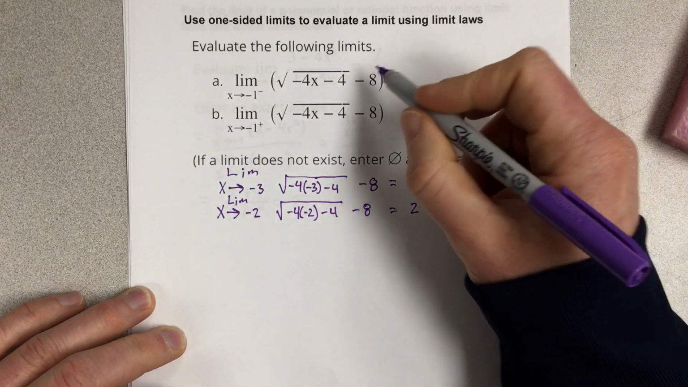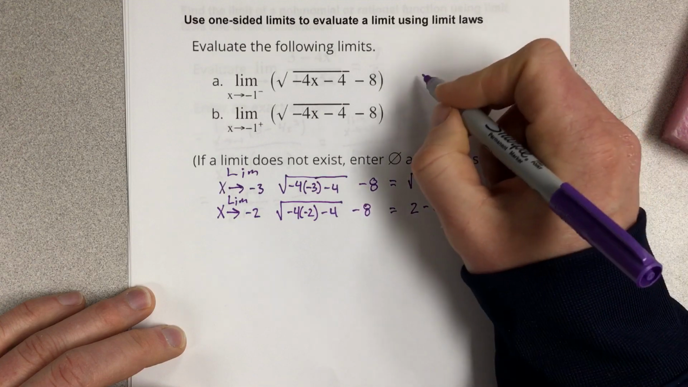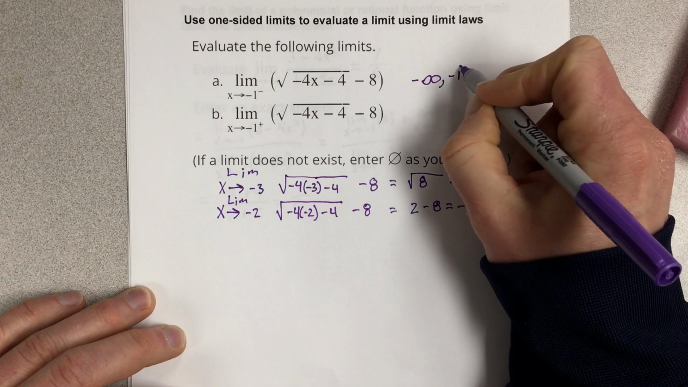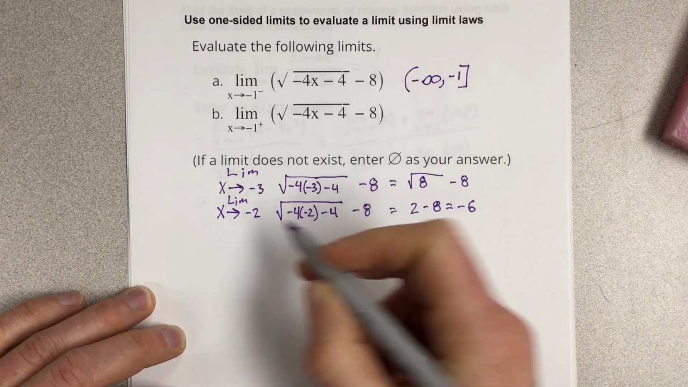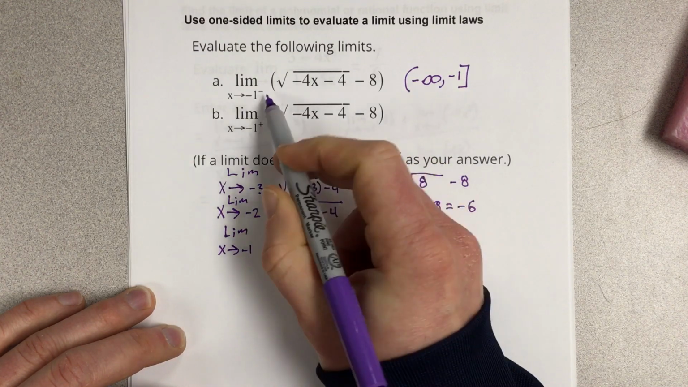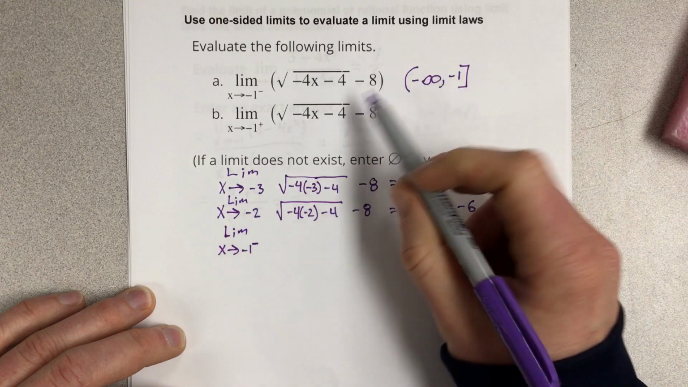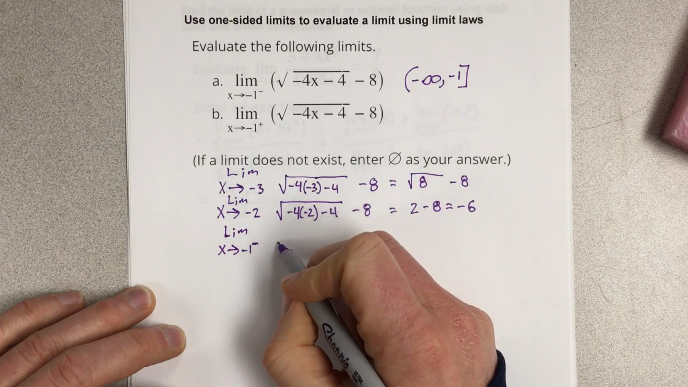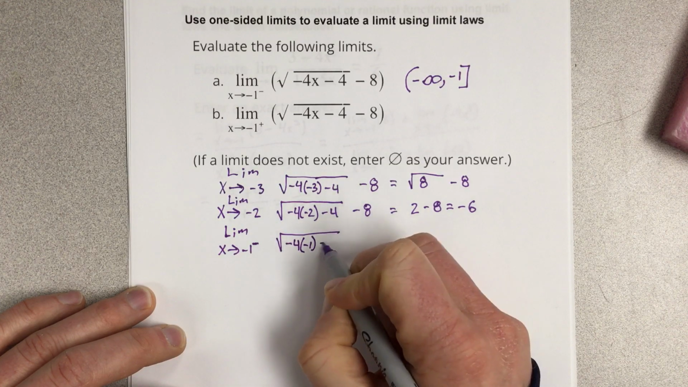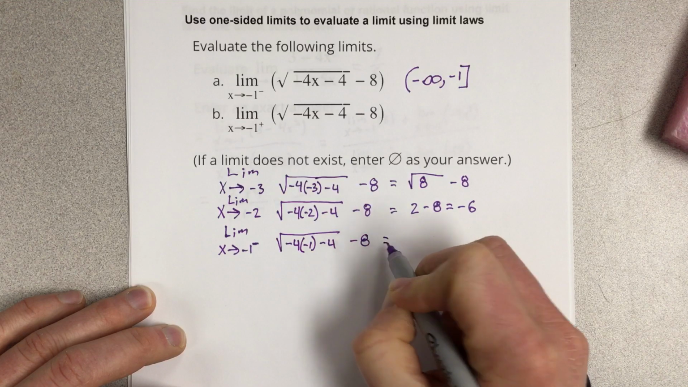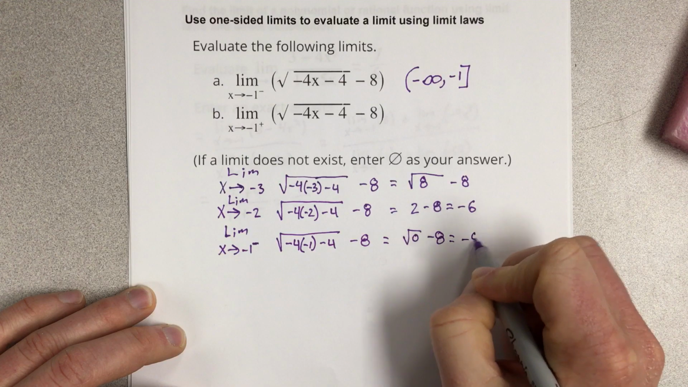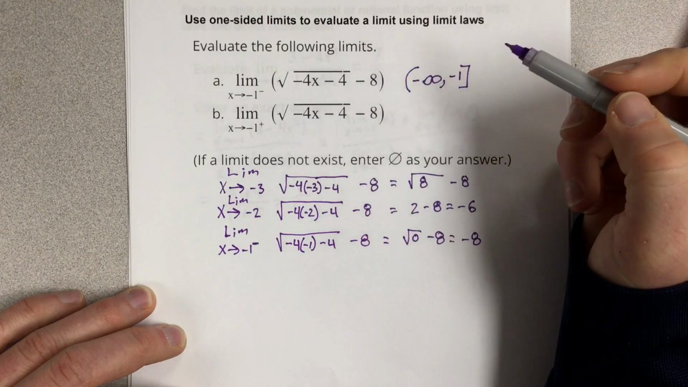So our domain for this function actually would be from -infinity all the way up to -1, and it includes -1. And we can see that because if we take the limit as x approaches -1 from the left, okay, if we were just to plug -1 into this function to see if it's defined, we would end up with root of -4 times -1 minus 4, minus 8. And this would give us 4 minus 4, which would be root of 0 minus 8. So we end up with -8. So this function is actually defined at -1.